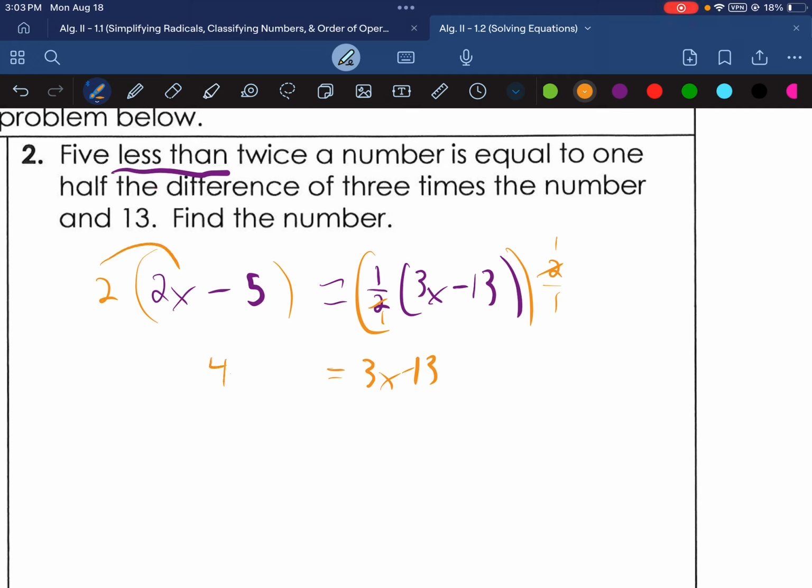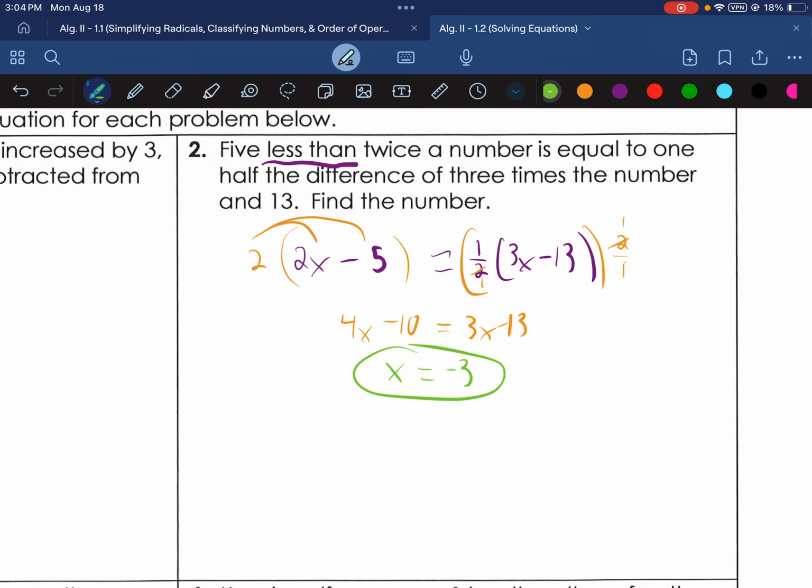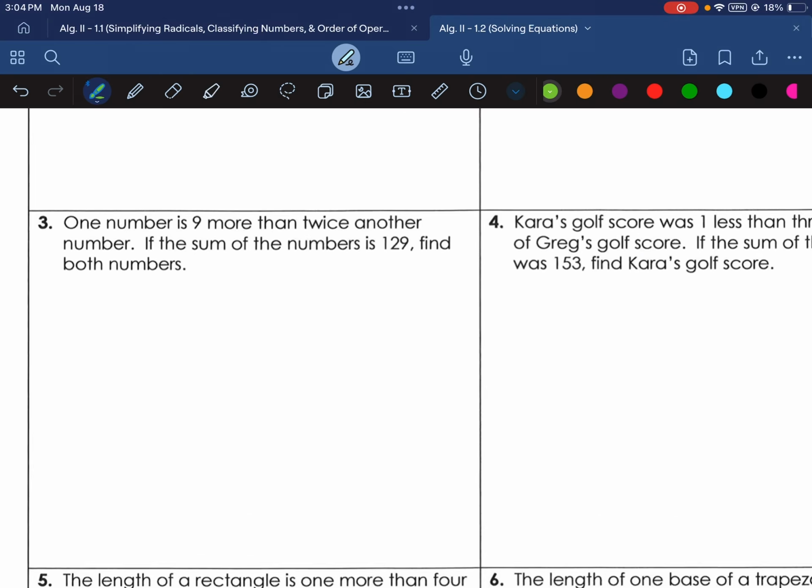On the right side I have to make sure I distribute my 2 to both terms, getting 4x minus 10. This makes my numbers a little bit bigger, but it keeps them from being fractions, which I'm going to prefer. Now I subtract 3x from both sides and get x. I add 10 to both sides and get negative 3. And I have my answer.